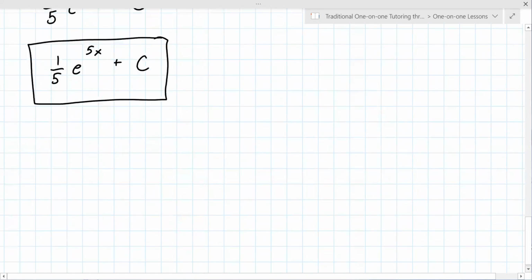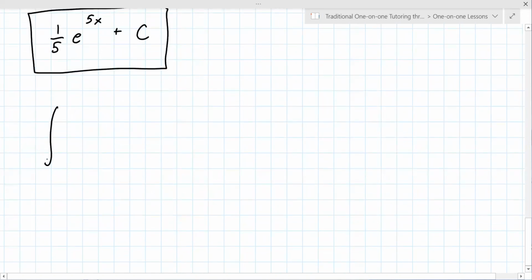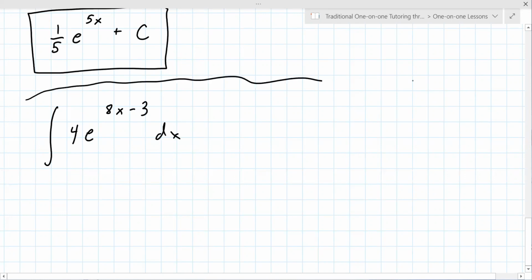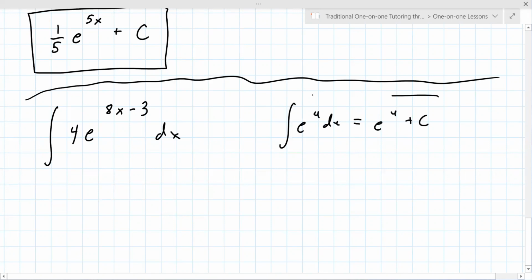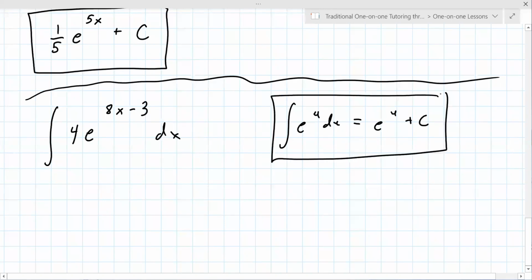Let's try another one here. Integral 4e to the 8x minus 3 dx. So again, this is all you know: the integral of e to the u du equals e to the u plus c. So you have to make this thing on the left look like just e to the u.